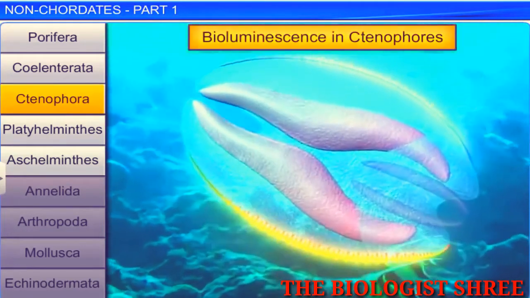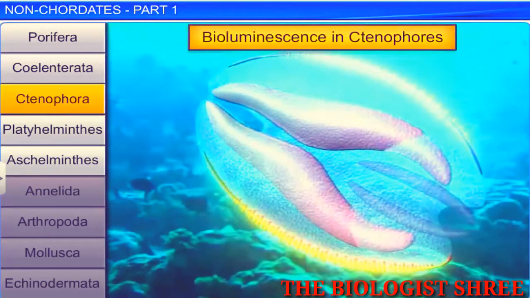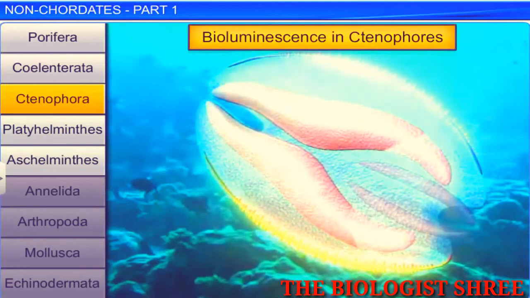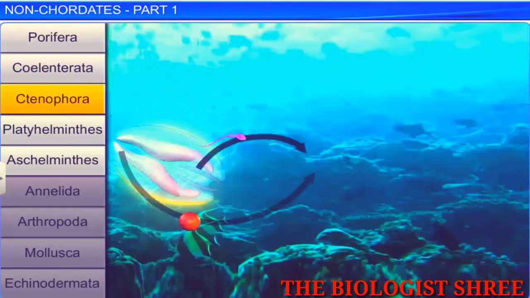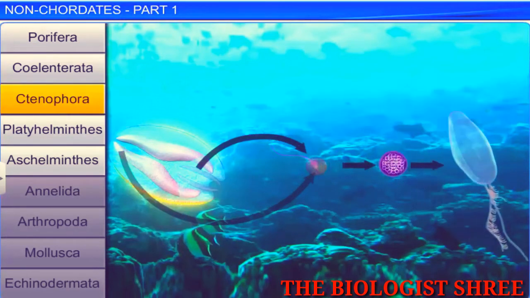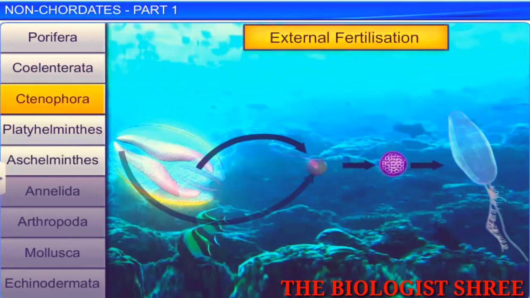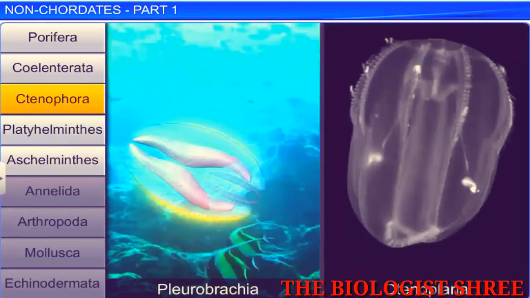A characteristic feature of ctenophores is bioluminescence, or the ability to emit light. Ctenophores are hermaphrodite and exhibit sexual reproduction. In these animals, fertilization is external with indirect development. Pleurobrachia and Ctenoplana are some common ctenophores.